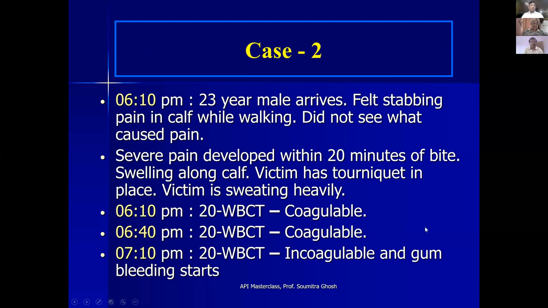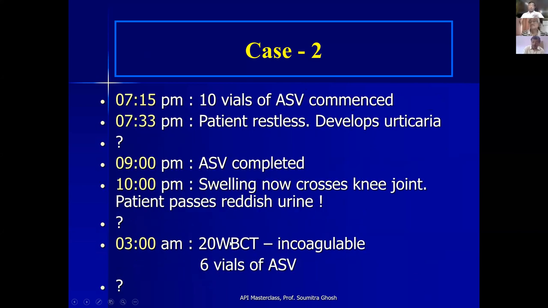It is coagulable. At 6:40, again, it is coagulable. After 30 minutes, we repeat it. And at 7:10, it becomes incoagulable and gum bleeding starts. So within 5 minutes, as time is required for reconstitution and preparation, at 7:15, 10 vials of ASV were commenced. The patient became restless and developed urticaria, and after 18 minutes we stopped for a while and took care of it.